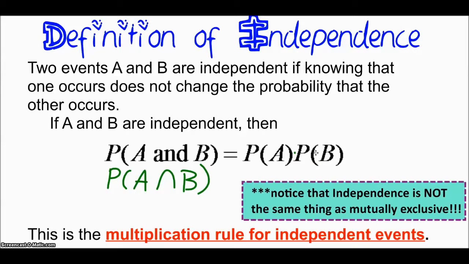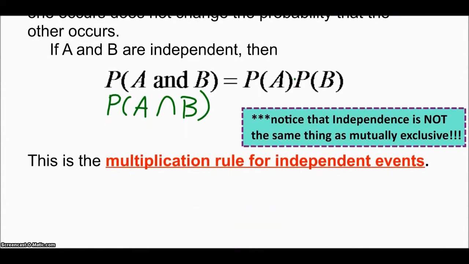Please keep in mind that this is very different than mutually exclusive. Okay? So just keep in mind that independent and mutually exclusive are not the same item. And what you see here is actually called the multiplication rule for independent events.